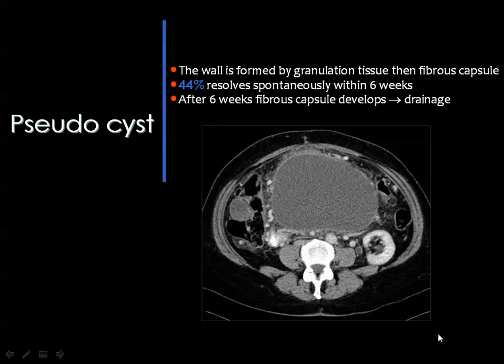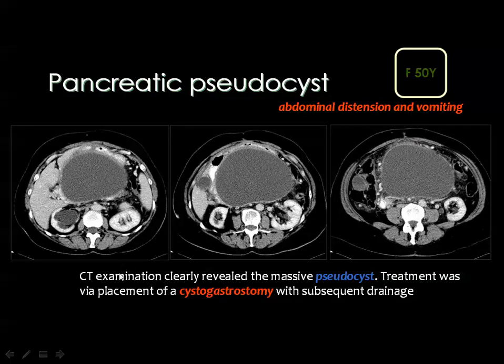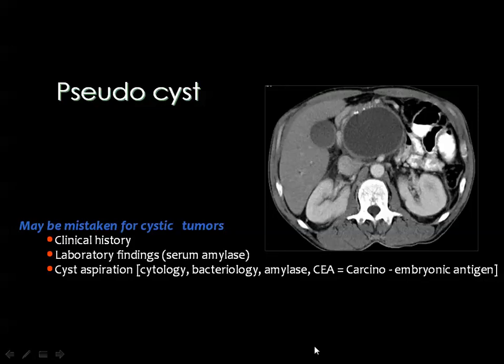A large number of pseudopancreatic cysts may resolve spontaneously, especially if they are small, within a period of 6 weeks. And after 6 weeks, a fibrous capsule will develop, and the pseudopancreatic cyst needs to be drained either percutaneously or surgically. Then you see a case of a pseudopancreatic cyst, which is a large hypodense fluid collection in the region of the pancreas in a case of acute pancreatitis. And this is also a pseudopancreatic cyst in the region of the pancreatic head.